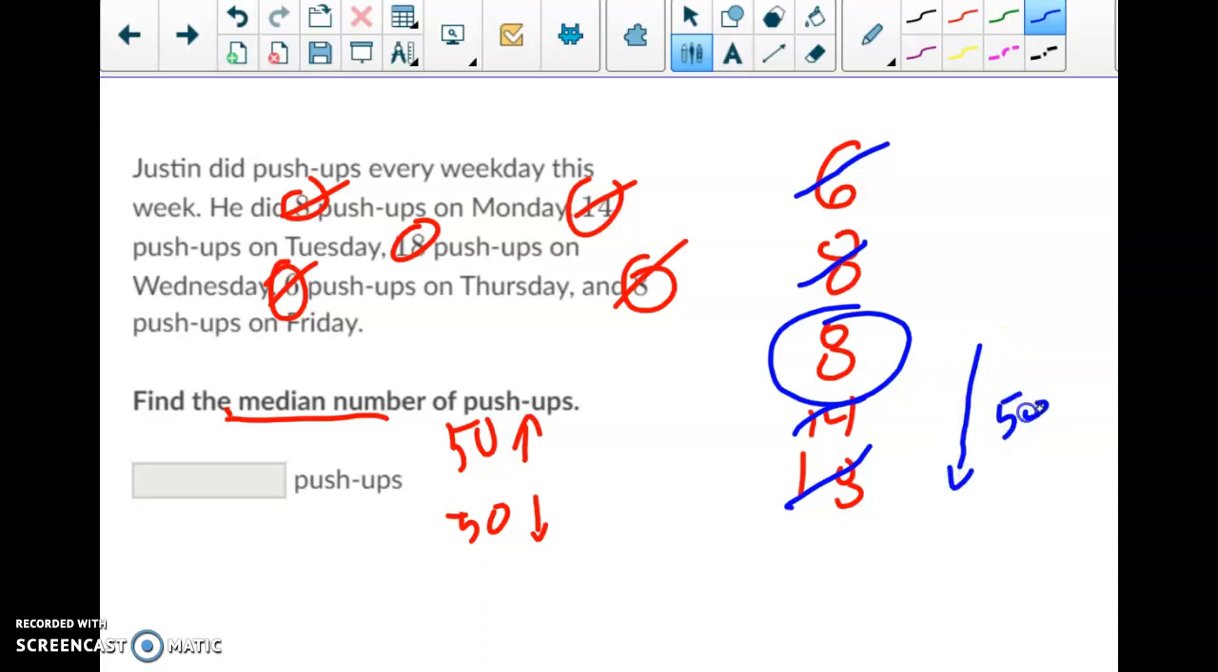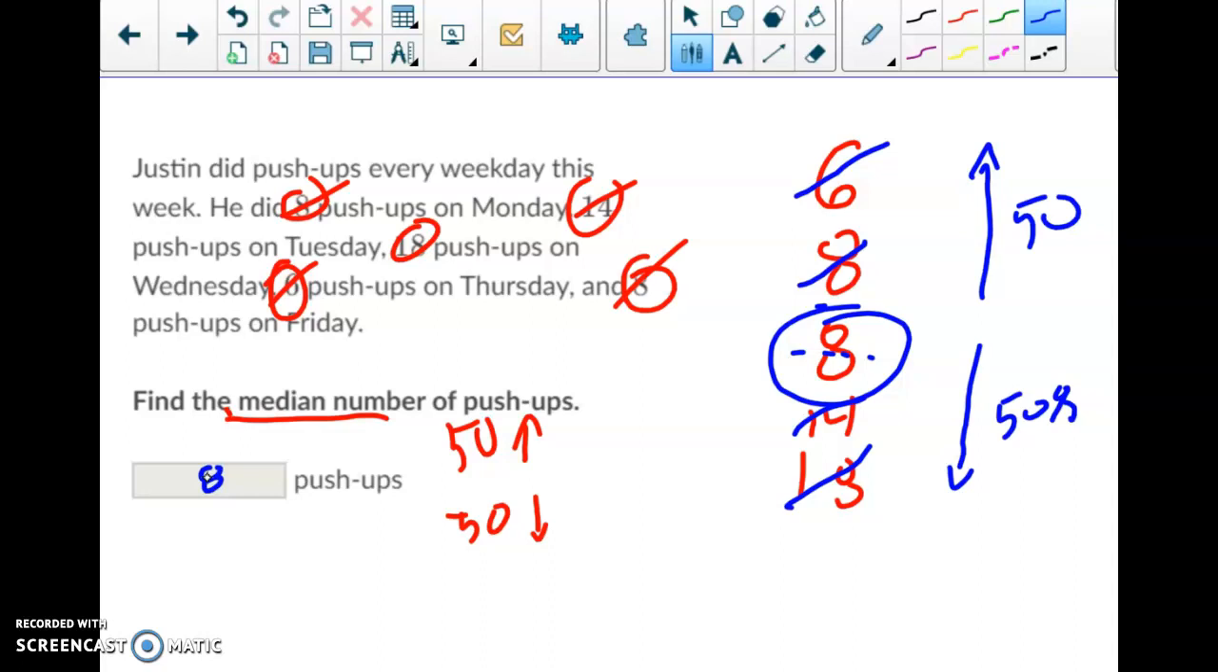I have 50% above. If I think about cutting that in half, I have 50% of the data values above, and I have 50% below. So 8 push-ups is the median value in there. That's what we're doing, median.